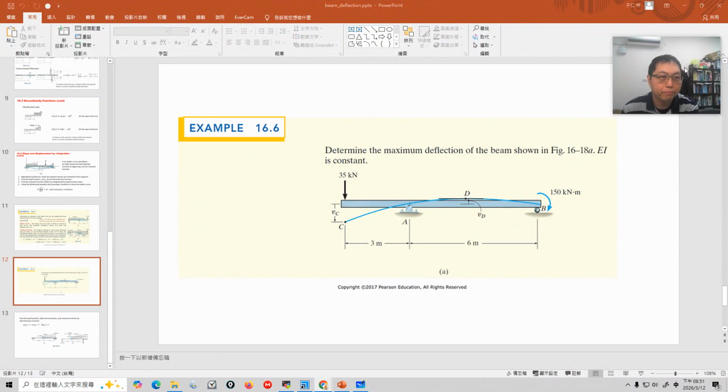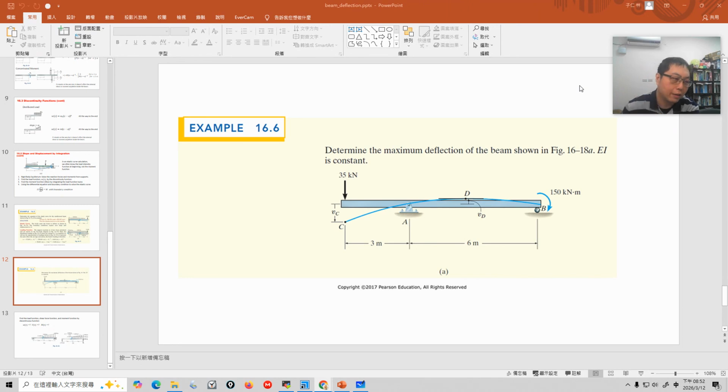Hello everyone. In this video I'm going to show you the deflection calculation of a beam. The example is 16.6. It says there is a beam placed on supports, where A is a pin support and B is a roller support based on the picture. The problem is very straightforward: find the maximum deflection of the beam.